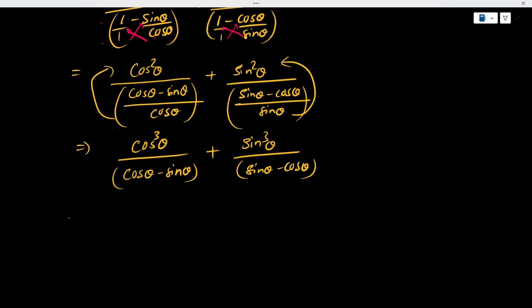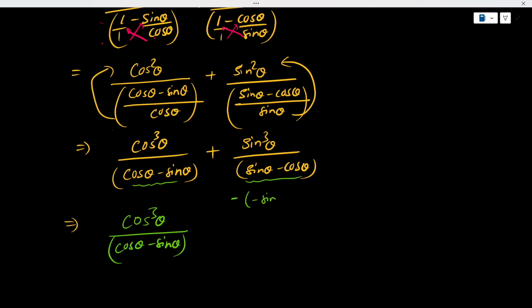Now, if you will see, we have to use the a cube, b cube identity, but the denominators are not in the same order. So first, let us keep it in the same order. It will become cos³ theta by cos theta minus sin theta, right? And here if I take the minus sign outside, this sin theta will become negative sin theta, cos theta will become positive cos theta. So what will happen here?